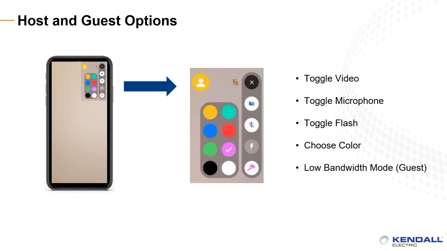You can toggle the video on and off. You can toggle the microphone on and off. You can toggle the flash on and off if you're in a dark area, and you can choose the color of your chalk marks or your annotations. In guest mode, there's also a low bandwidth option that you can turn on in case you have a poor internet connection.